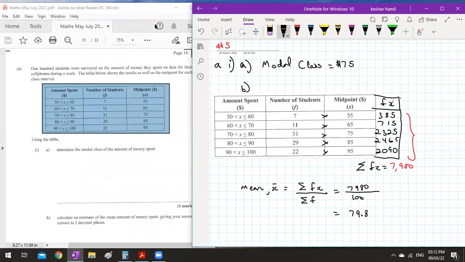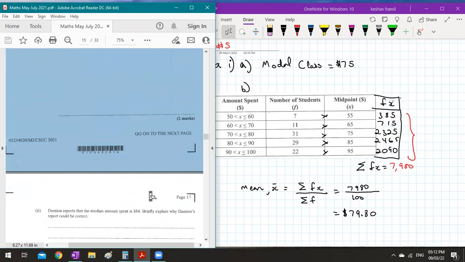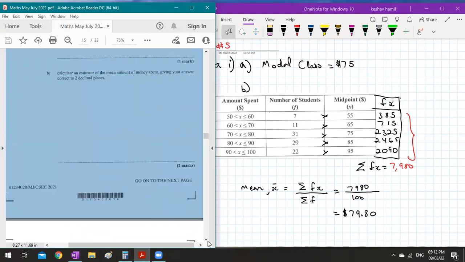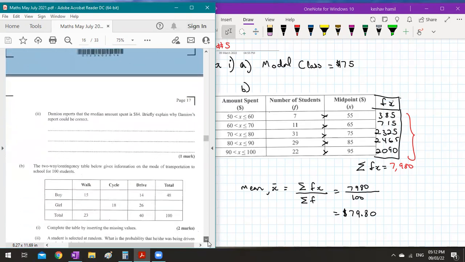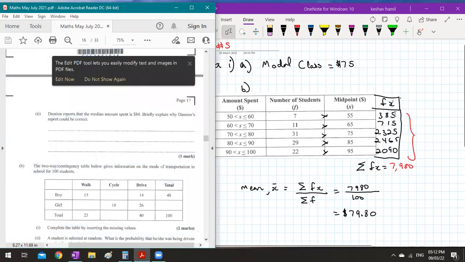They wanted it to 2 decimal places. We only have 1 decimal place, but this is money, so you have to put the second decimal place. Now, in the exam, you could write on the paper, so you could fill this in the table itself that was given.